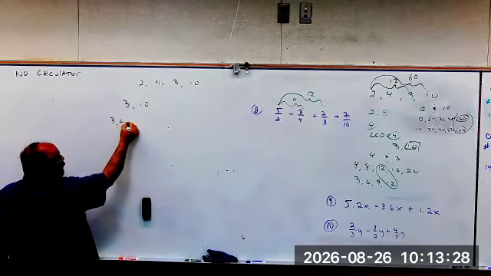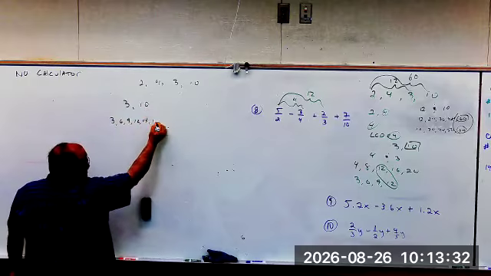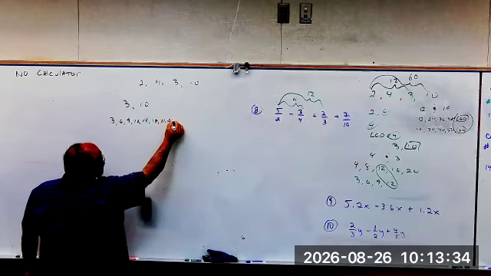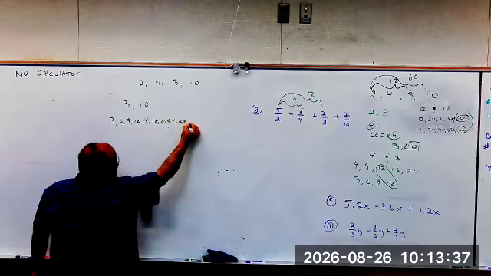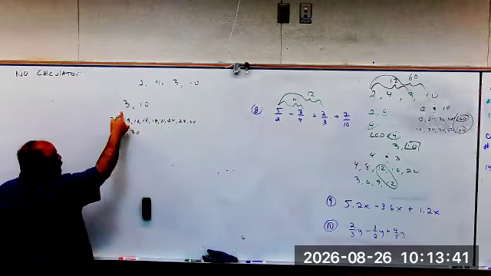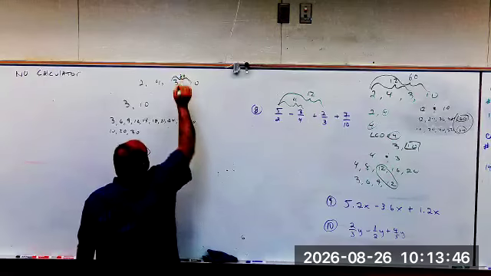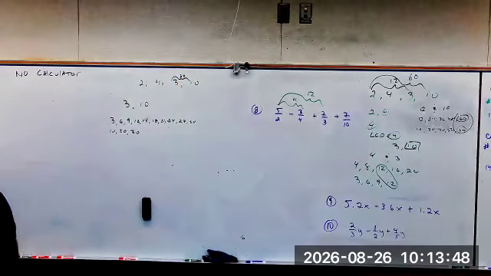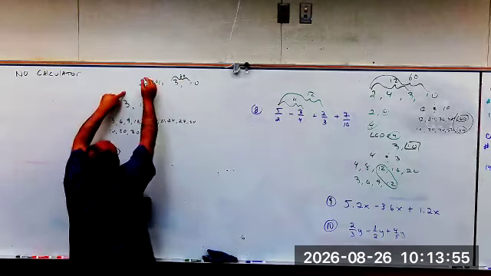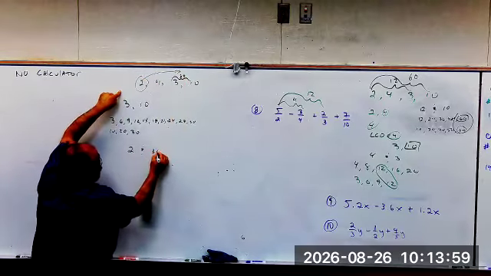The only way you're going to get 0 is at 30. You have your 3, 6, 9, 12, 15, 18, 21, 24, 27, and then 30. And then you have your 10, 20, 30. So the least common multiple for the 3 and the 10 is 30. And let's go to 2. We're going to do the 2 and the 30.